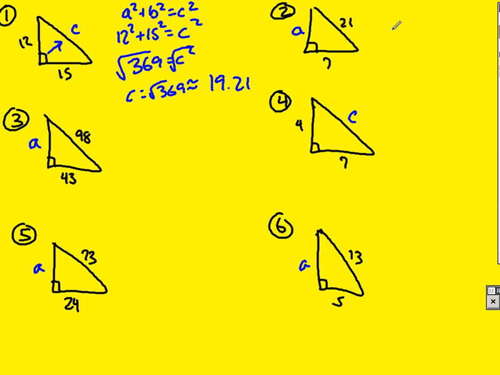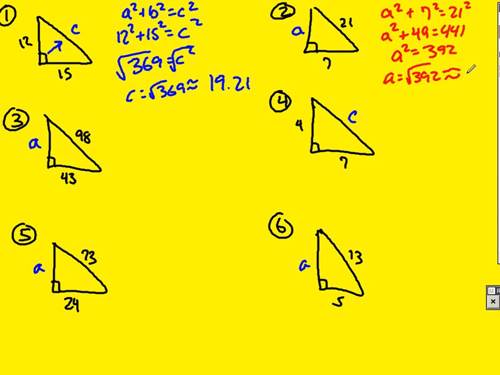Okay, for number 2, I need to know what A is, so I'll do A squared plus, here's my other leg, 7 squared equals 21 squared. I'm going to get A squared plus 49 will equal 441. Subtract that 49 over, I end up getting A squared equals 392, which means A equals the square root of that, approximation will be about 19.80.